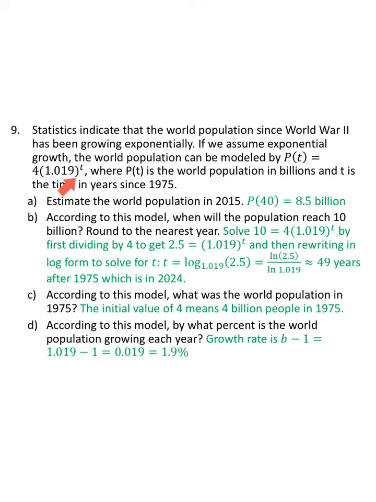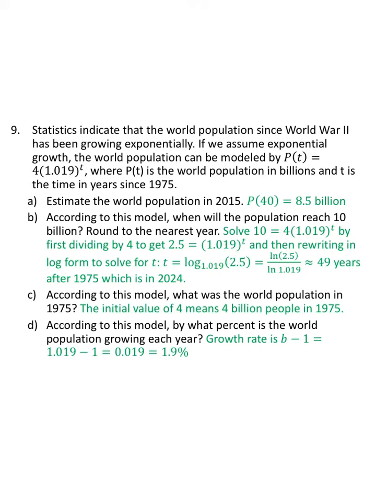According to this model, when will the population reach 10 billion? Round to the nearest year. So I want the output to be 10 billion. Right? This is already in billions. So I'm going to set 10 equal to 4 times 1.019 to the t power. I'm going to isolate the exponential part, so I'm going to divide both sides by 4. 10 divided by 4 is 2.5. The right-hand side divided by 4 leaves me with 1.019 to the t power.